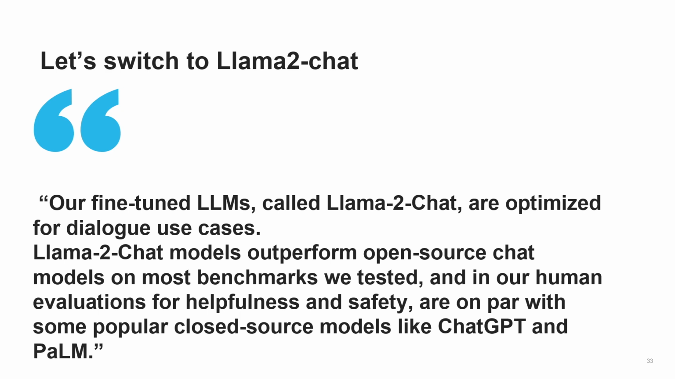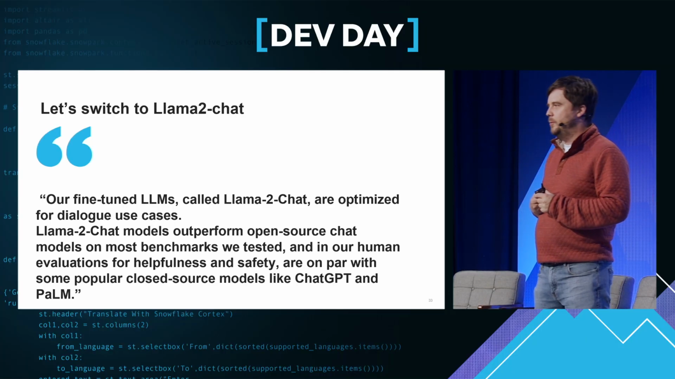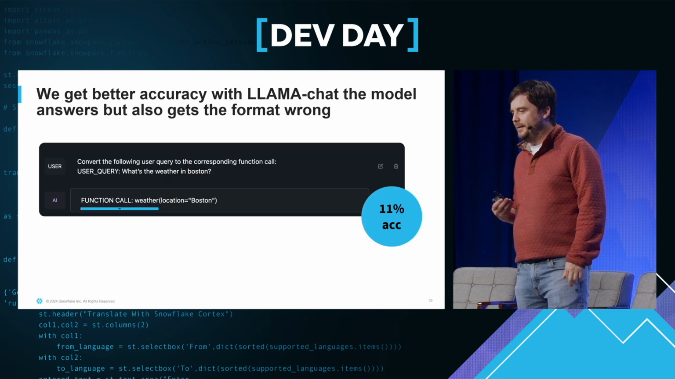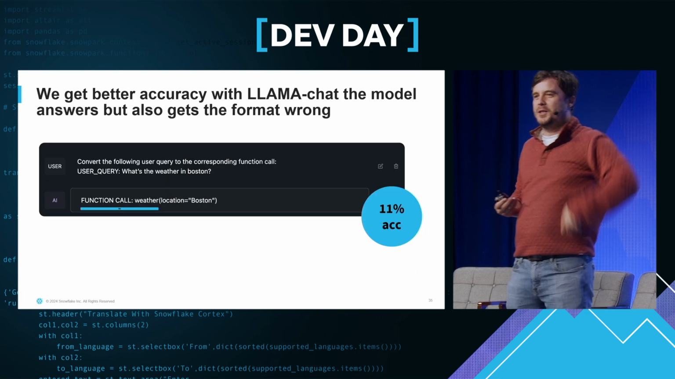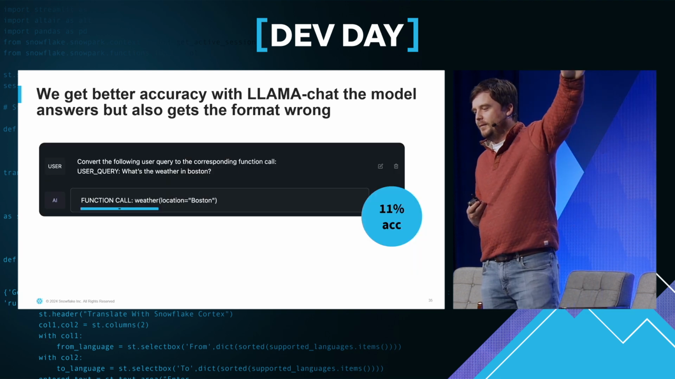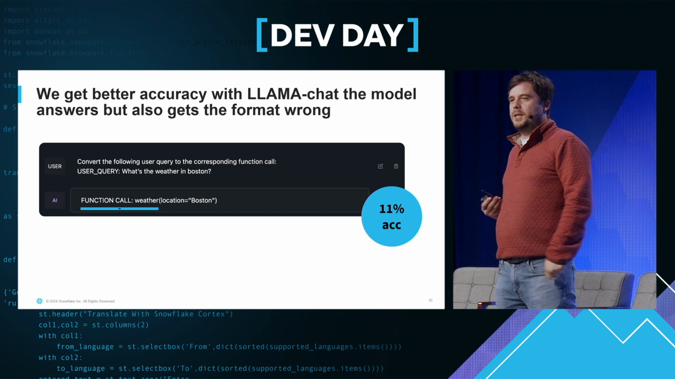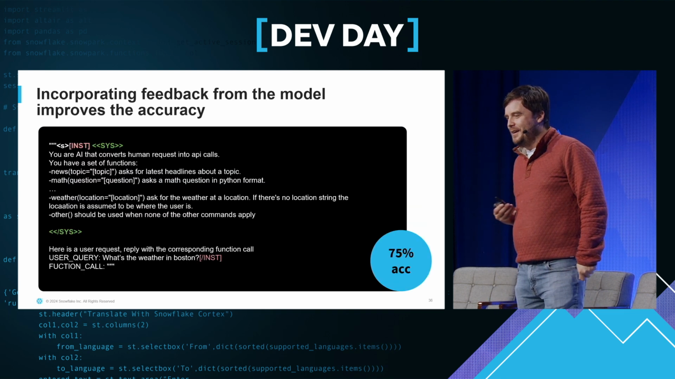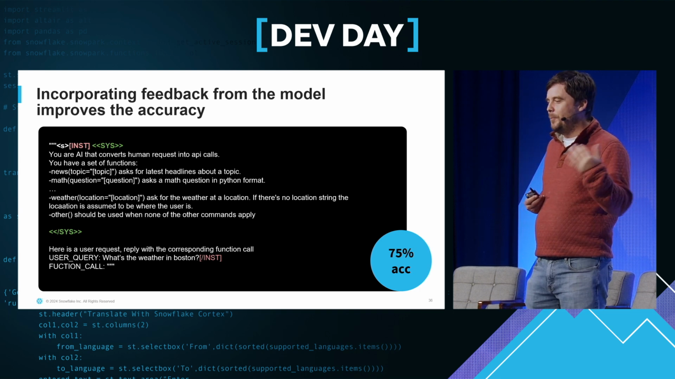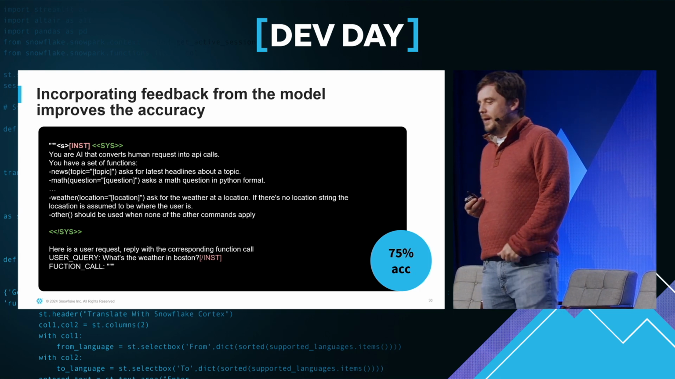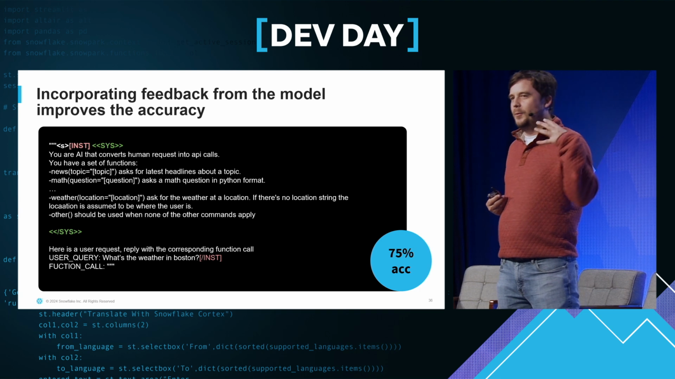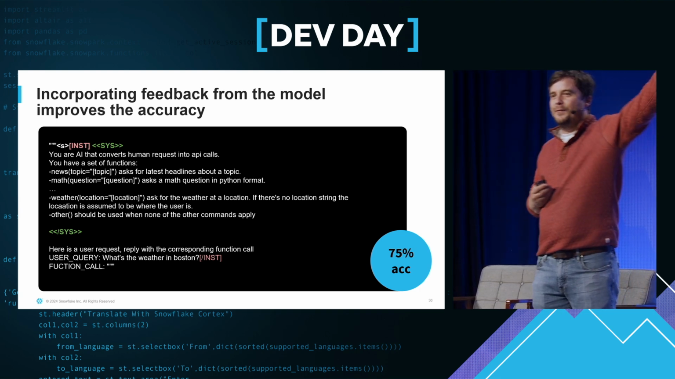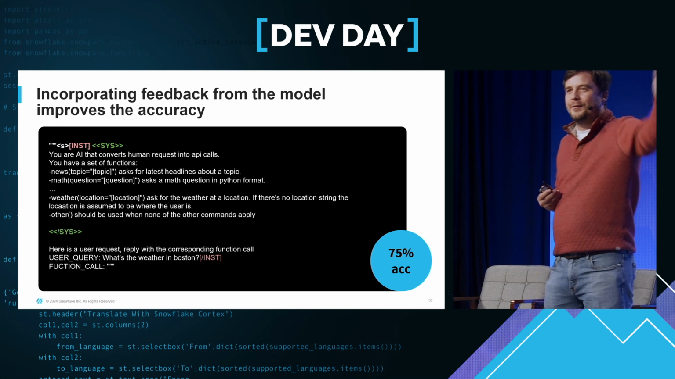So I switched over to Llama 2 chat, slight variant on the Llama 2 model. And you know what? It worked a little bit better. It started to get 11% of the time I got the function call right. So in this case, it says function call weather location equals Boston. All right. 11%, still not that good, but better than 0%. So I started incorporating feedback from the model. I started just kind of iterating with the model, seeing where I got it wrong, giving it feedback, making the prompt longer and longer, and I got it to 75% accuracy. Really satisfying afternoon.